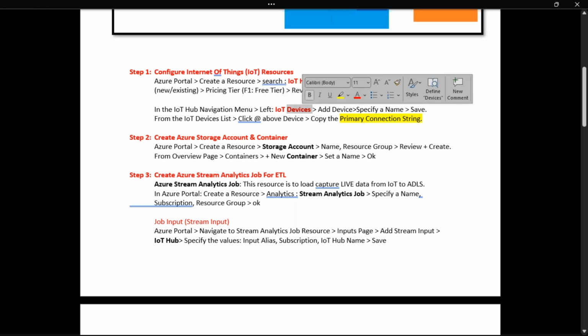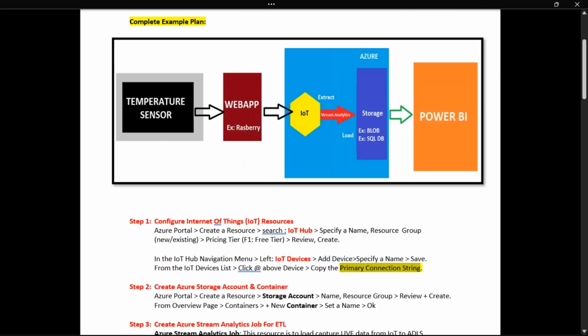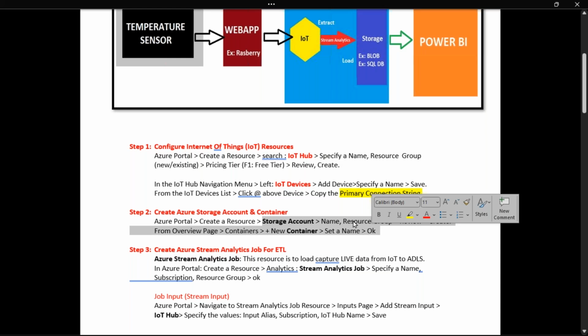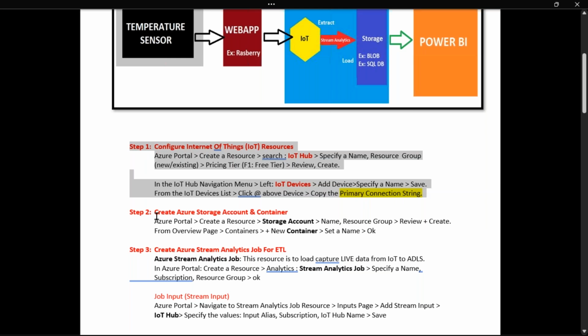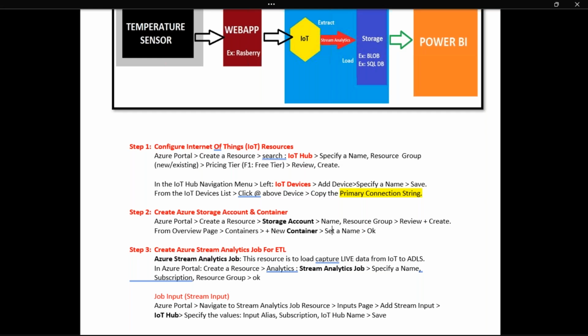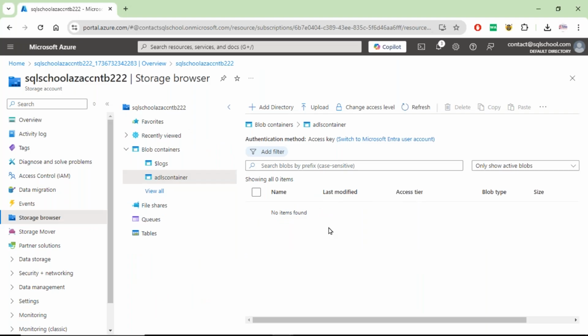Hub has devices, device have a connection string. Those connection strings we are going to use in the applications, apps. And we have storage account container. First, let's do step 1. 2 is already with you. Let's do 1 first. Okay, here we go. This is 2, storage account. I have an empty item ready, brand new container ready, like this, ADLS container ready.